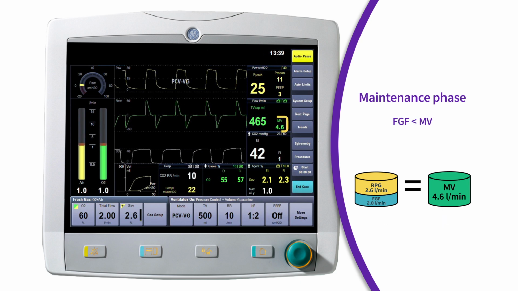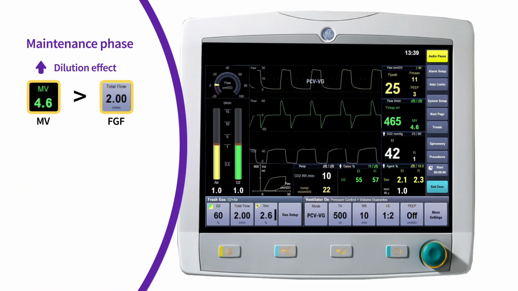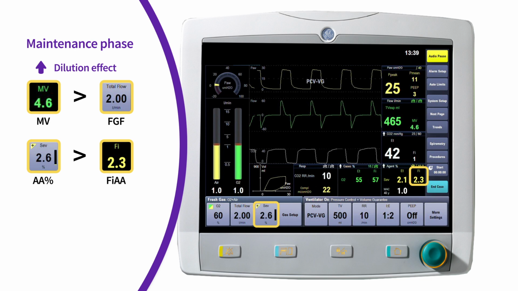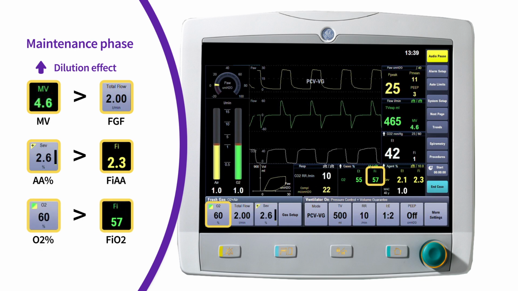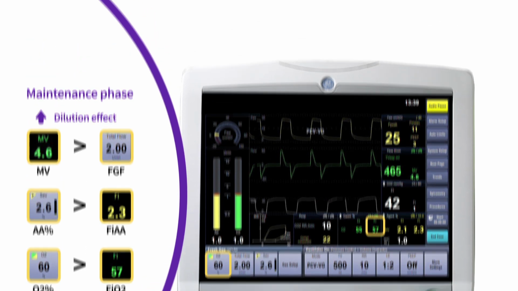Since the patient's minute ventilation exceeds the set fresh gas flow, the rebreathed gases make up a larger portion of the subsequent tidal volume. The level of dilution is proportional to the ratio between fresh gas flow and the patient's minute ventilation. The greater the dilution, the greater the difference between the vaporizer setting versus the inspired agent concentration and the set oxygen percentage versus the inspired oxygen concentration.